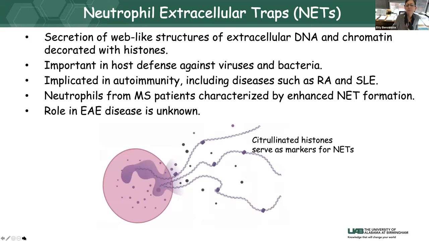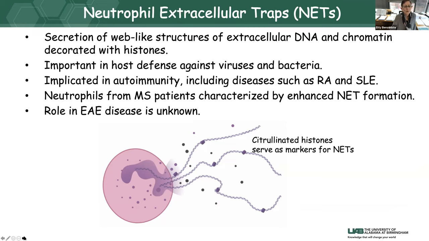So I mentioned neutrophil extracellular traps or NETs. This is a really complicated process, and this is a very simplistic schematic. But what happens is neutrophils will secrete a web-like structure of extracellular DNA and chromatin that's decorated with histones. This secretion can lead to the death of neutrophils, but it also can occur in the absence of cell death. So NETs probably are best known for their important role in host defense against viruses and bacteria. So this is a very beneficial effect of NETs.